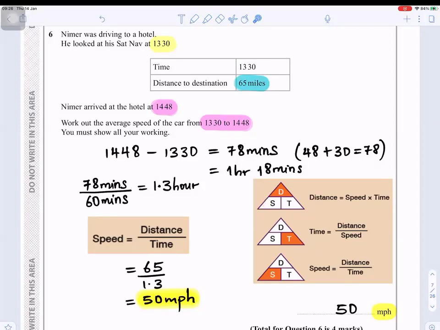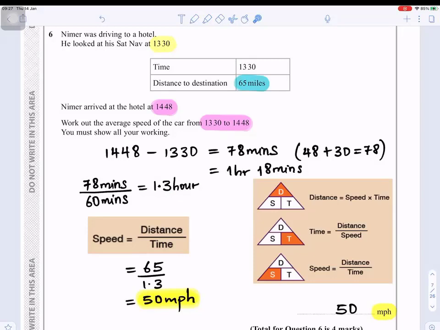Now we need to work out the time. Between 13:30 and 14:48 is 78 minutes. From 1:30 till 2 o'clock is 30 minutes. And from 2 o'clock to 2:48 is 48 minutes. So 30 plus 48 gives you 78 minutes. We want to change it to hours. 60 minutes is 1 hour. So 78 minutes would be 78 divided by 60, and that would give you 1.3 hours.